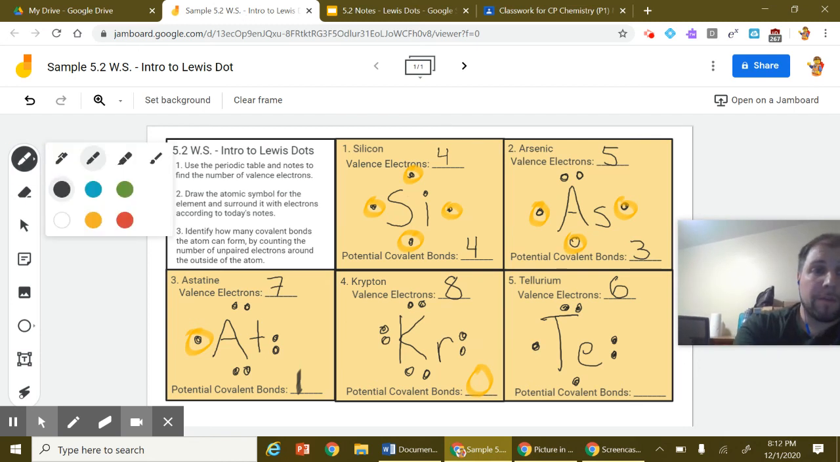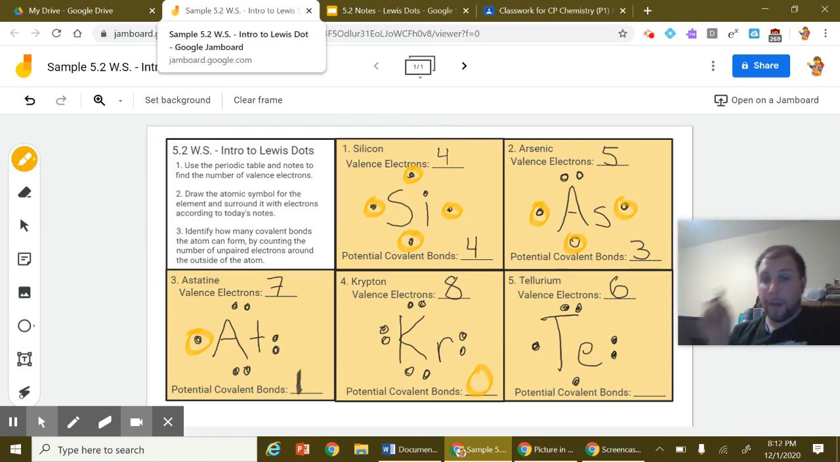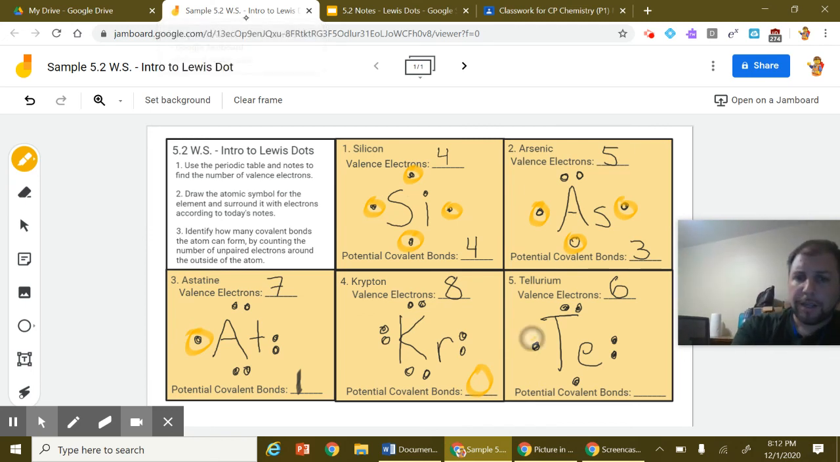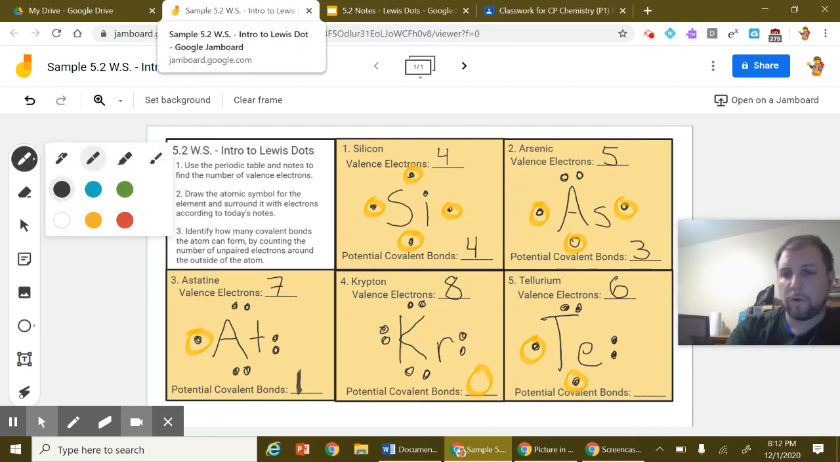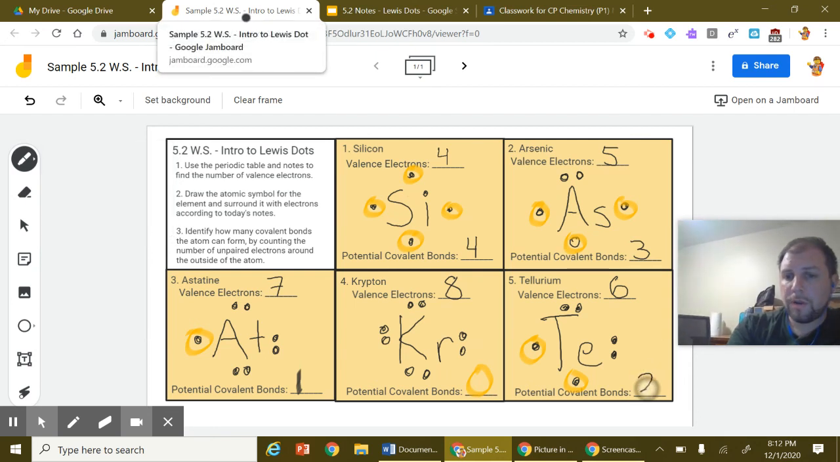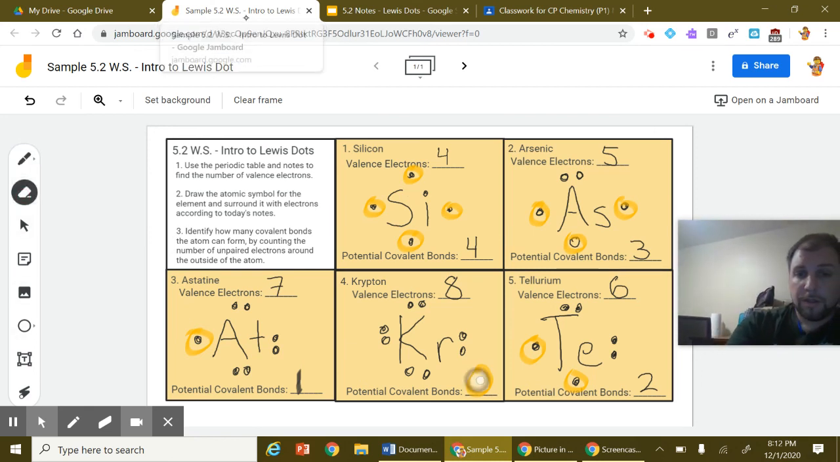How many bonds is this going to form? Well, again, look for how many unpaired electrons there are. Here's an unpaired electron. Here's an unpaired electron. So this atom can form at most 2 covalent bonds. Okay, guys, so this is how you do the homework.